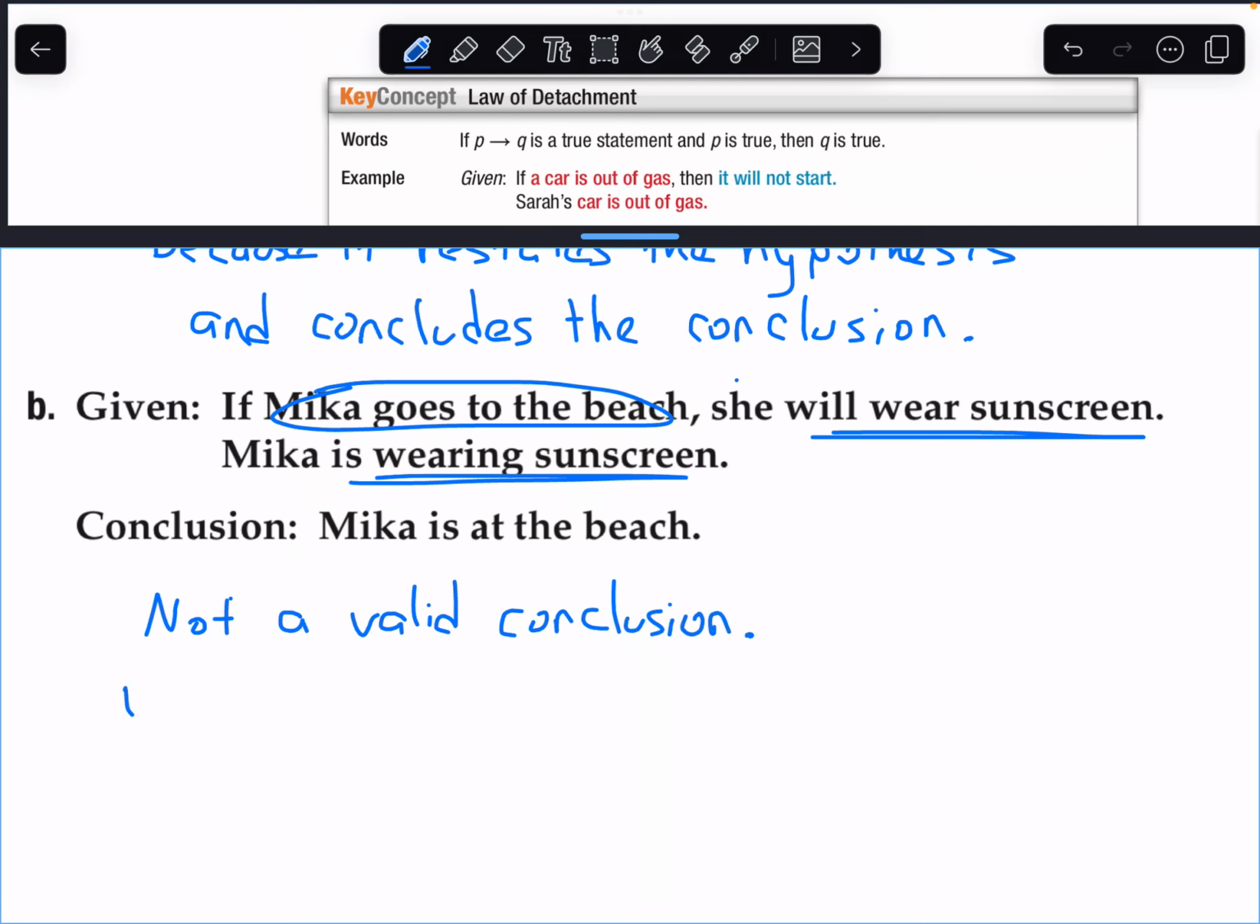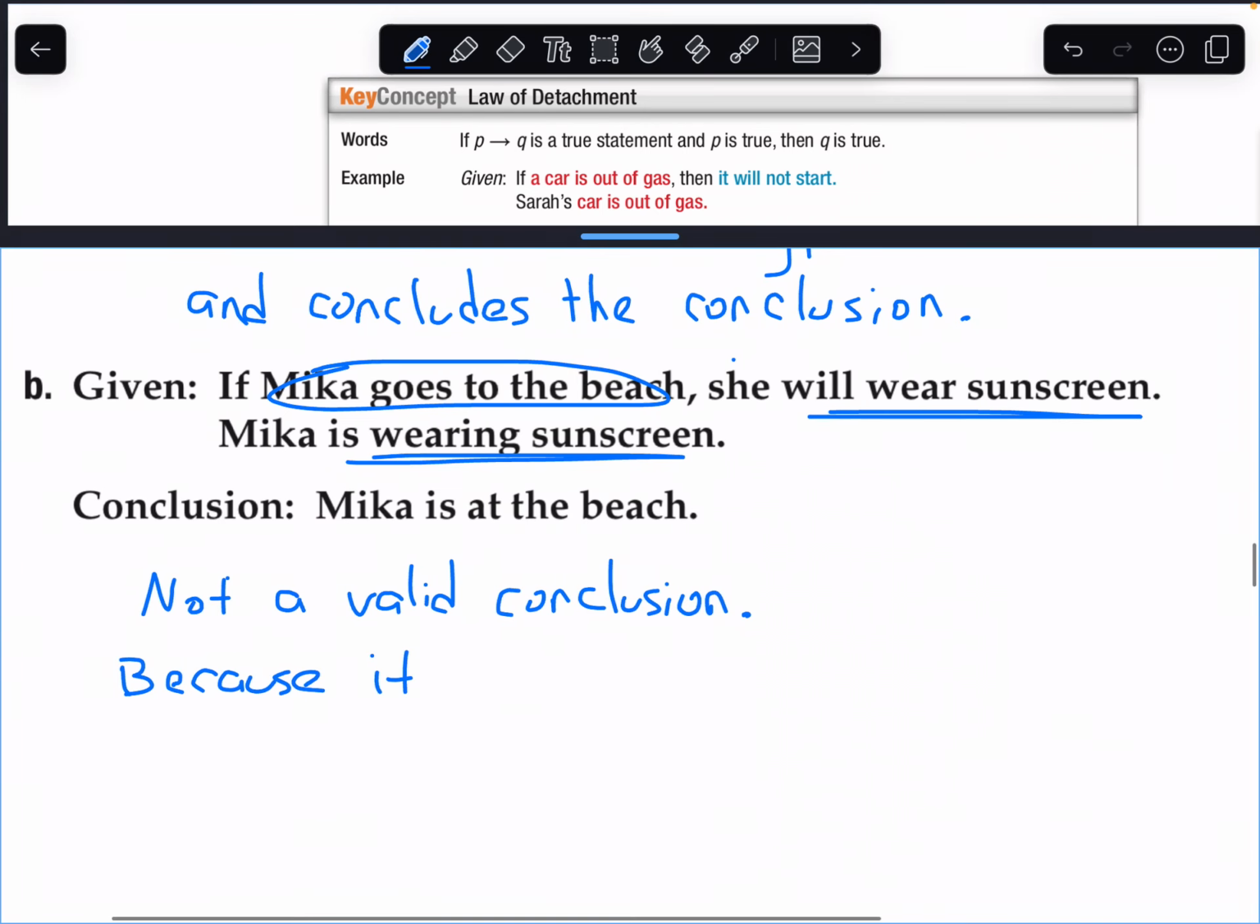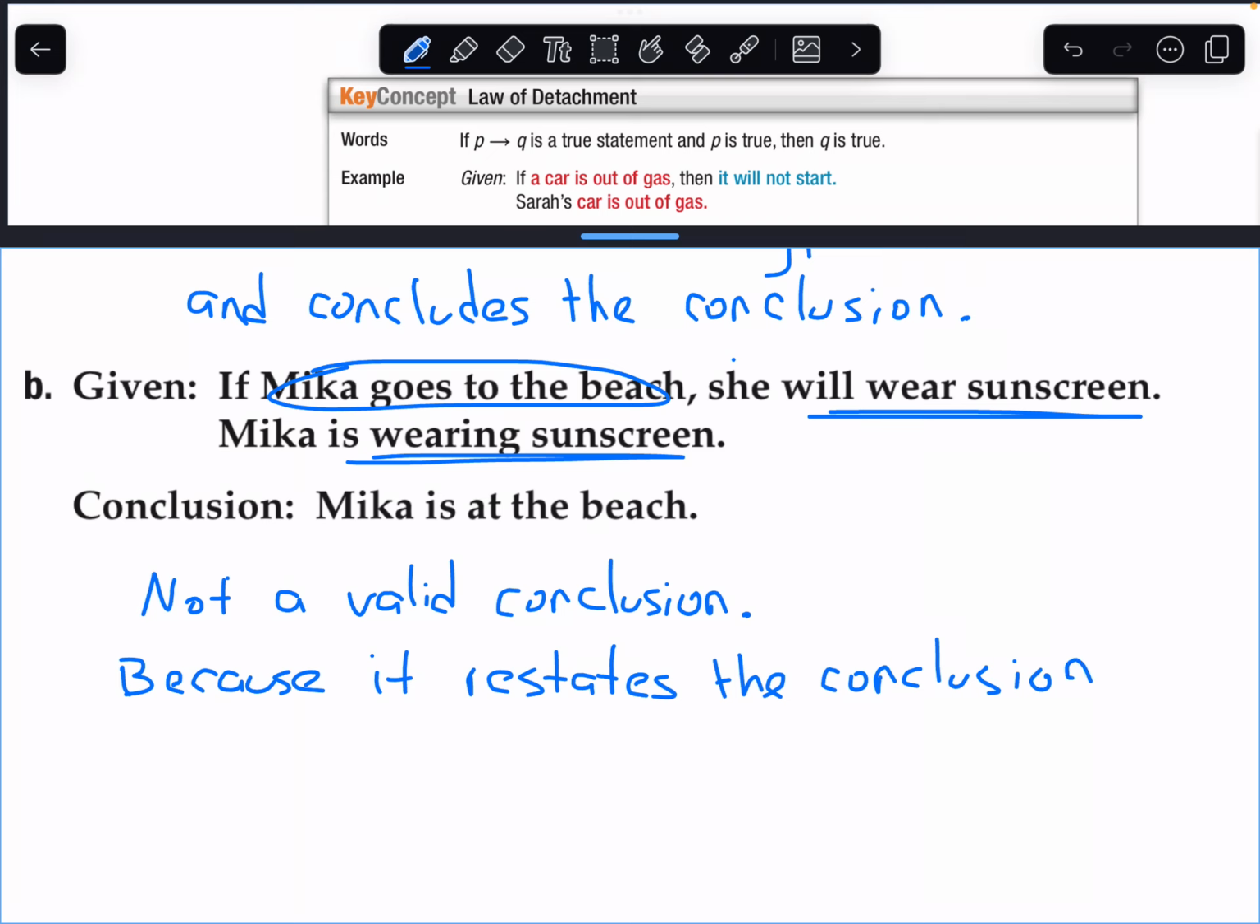Why? Because it restates the conclusion and tries to conclude, but concludes falsely the hypothesis. So that conclusion is false, or at least it's not 100% guaranteed true. For example, maybe she's wearing sunscreen because she's at the pool, not the beach.